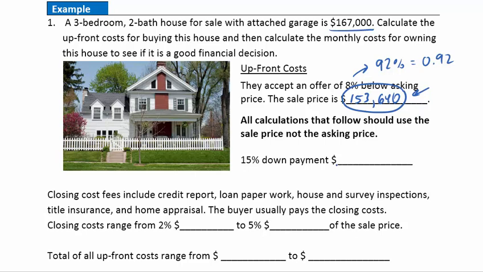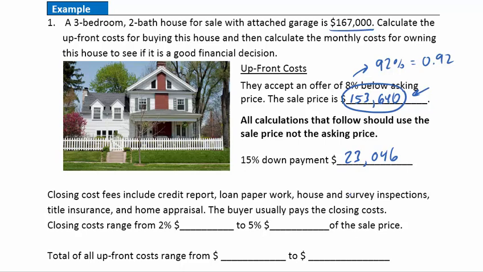Okay. So a 15% down payment. I want to take that number, 153,640, and take 15% of that. So I'm going to multiply that times 0.15, and that's going to give me $23,046. Closing cost fees include credit report, loan paperwork, house payments, survey inspections, title insurance, and home appraisal.